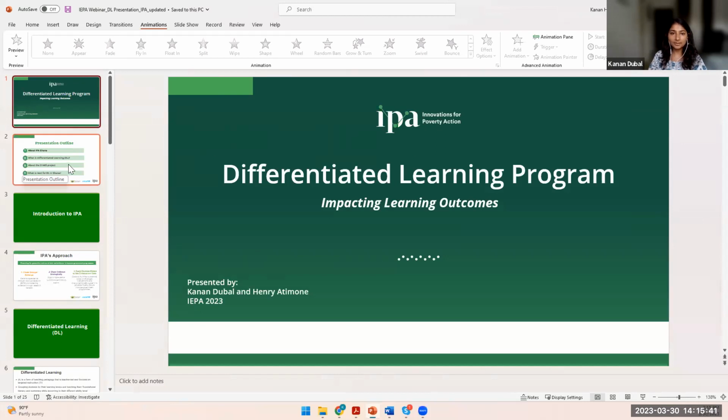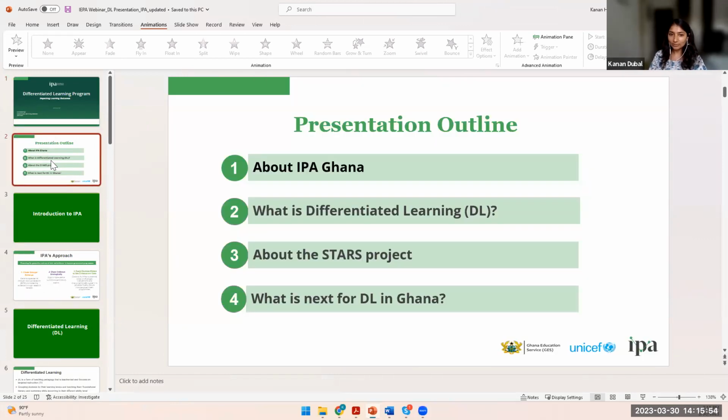Okay, so we'd start off. We are presenting on differentiated learning program, which is also known as targeted instruction. This is the presentation outline. I will take a moment to talk about IPA and then delve right into the core presentations to cover the topics about what is DL, the STARS program, which is strengthening teachers' accountability to reach all students, the project evaluation findings, etc., and wrapping up with what's next for DL.